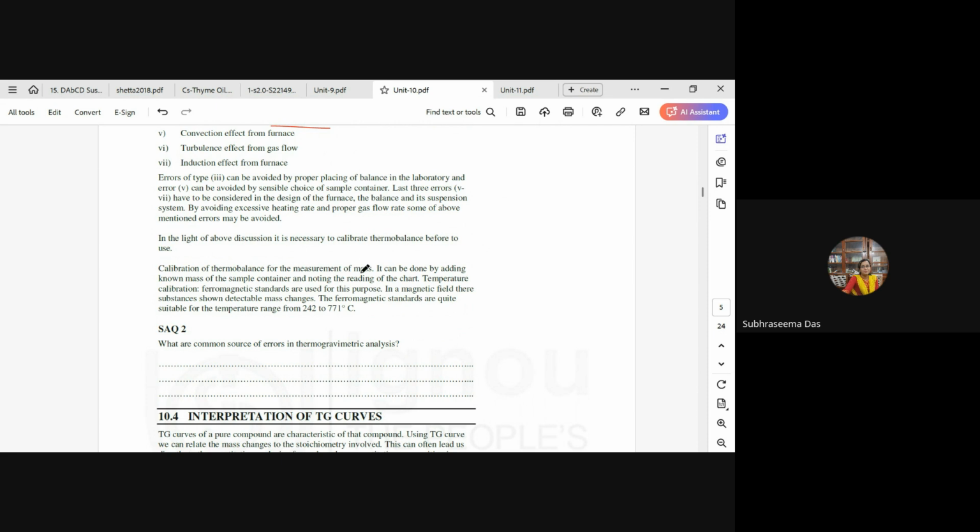For temperature calibration, ferromagnetic standards are always used. In a magnetic field, these substances show detectable mass changes. The ferromagnetic standards are quite suitable for the temperature range from 240 to 770 degrees centigrade. So once the thermocouple is calibrated, then the TGA instrument is good to go.